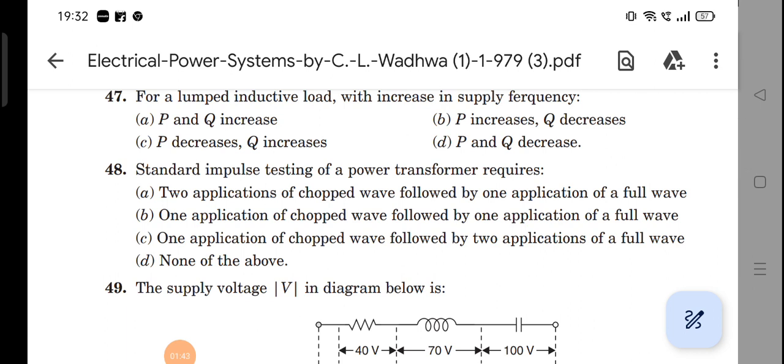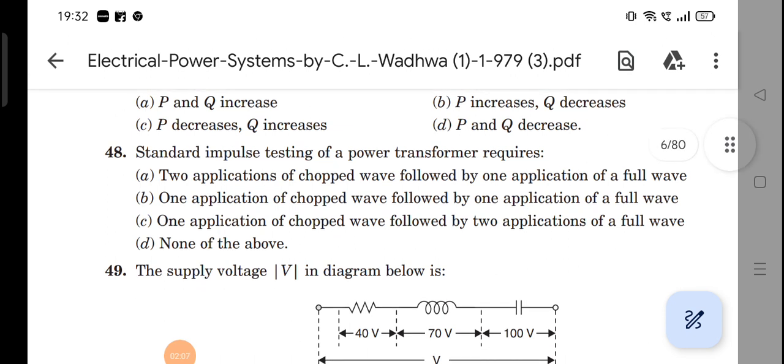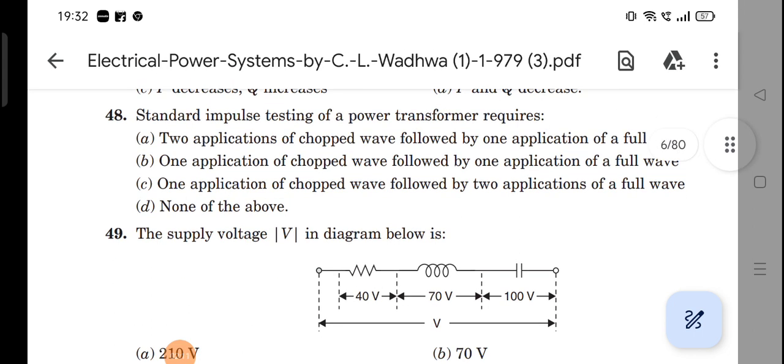Next, standard impulse testing of a power transformer requires. Okay, the standard impulse testing of a power transformer requires two applications of chopped wave followed by one application of a full wave. Remember, this is a direct question, remember the answer: two applications of chopped wave followed by one application of a full wave. Okay, that is about the 48th question.